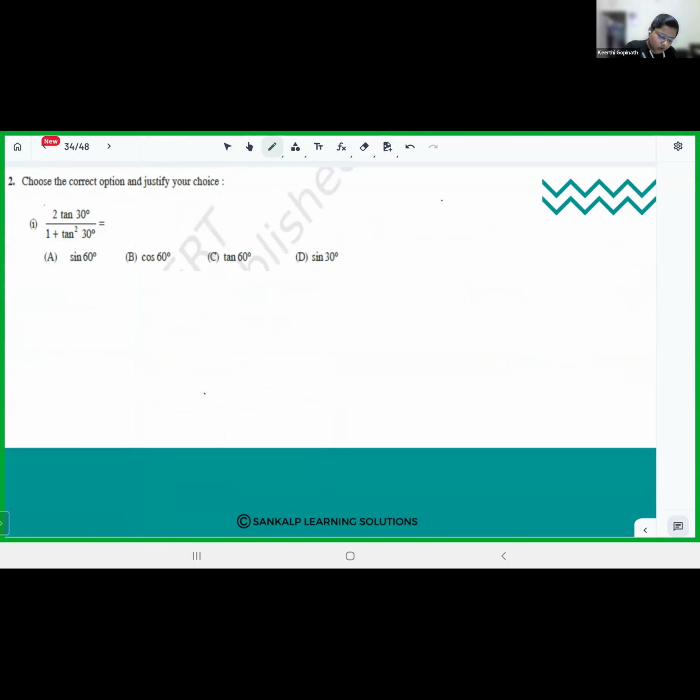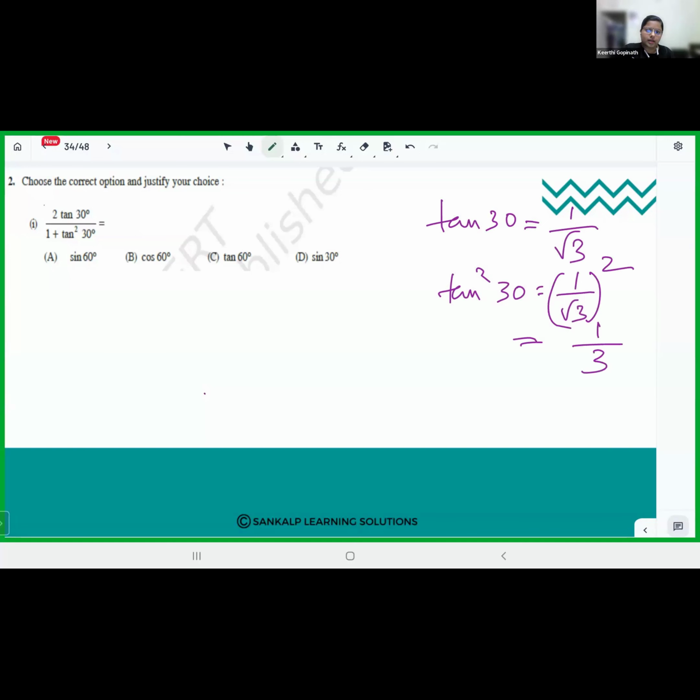Here you need only the value of tan 30. What is tan 30? Tan 30 is equal to 1 by root 3. So what is tan square 30? Tan square 30 is nothing but 1 by root 3 the whole square. That is equal to 1 by 3. Alright, you just substitute the value in the question. That is 2 into tan 30, which is 1 by root 3, divided by 1 plus tan square 30, which is 1 by 3. Tan square 30 is 1 by 3, so you don't need to find the square again. It is 1 by 3 itself.